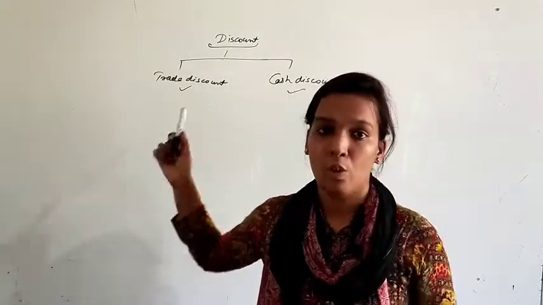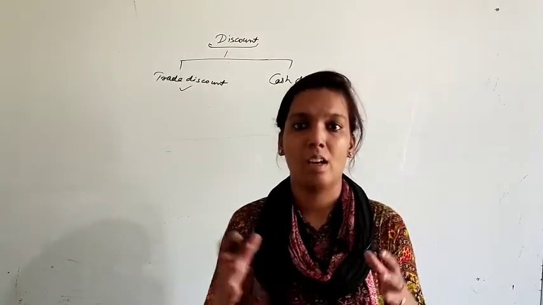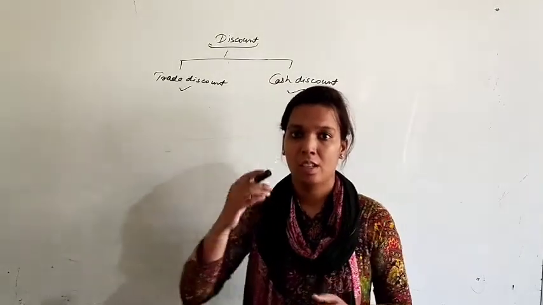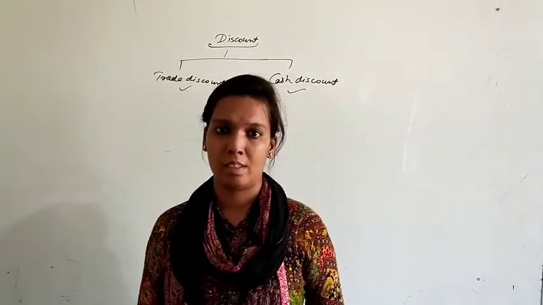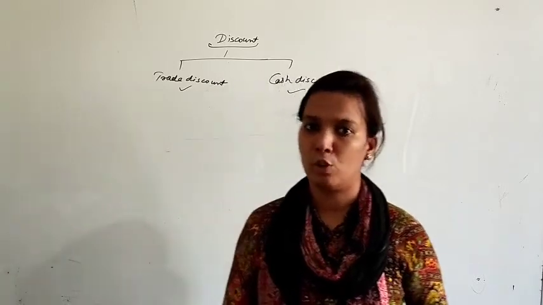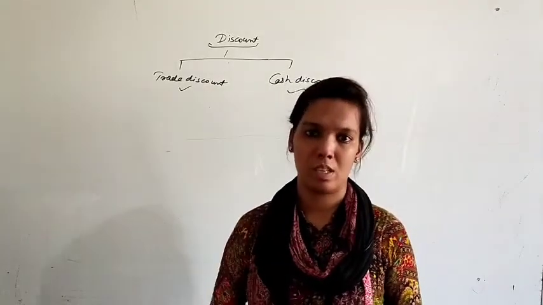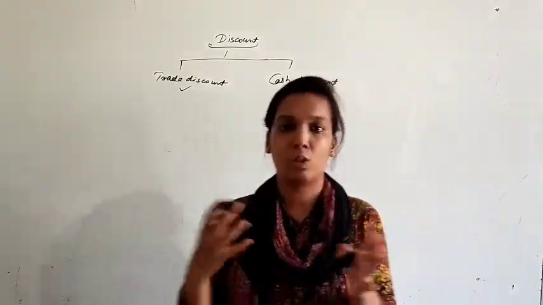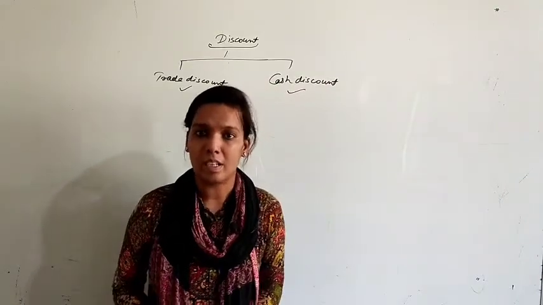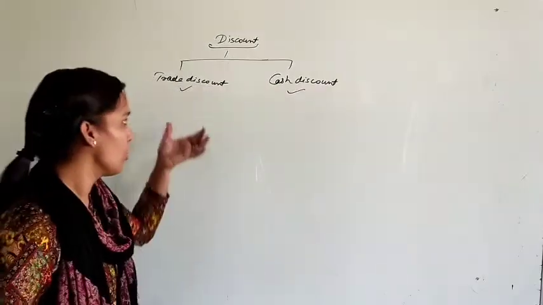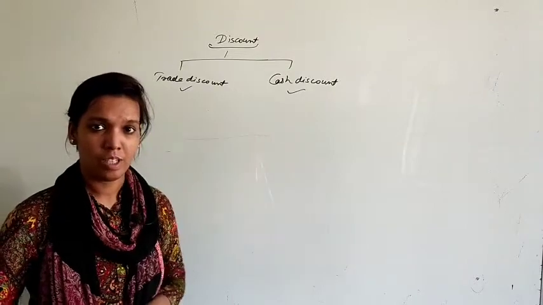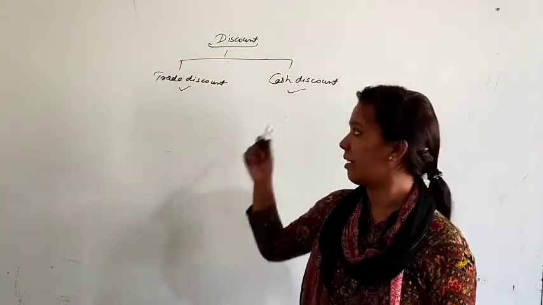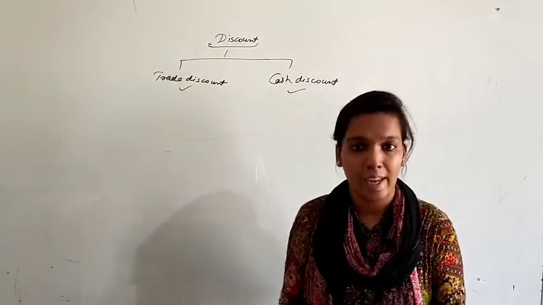It is given when goods are purchased in a large quantity. It is given like this: if you purchase 20 or 50 mobiles together, I will give you 10% or 20% discount. So this type of discount will be trade discount, but cash discount is given to only those customers who will pay cash immediately. So these are the two types of discount. Now I think you have understood that trade discount is given for increasing sales, but cash discount is given for increasing cash payment.